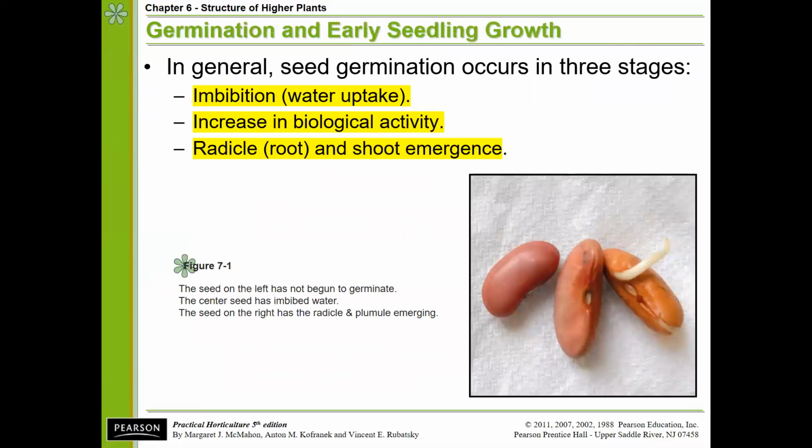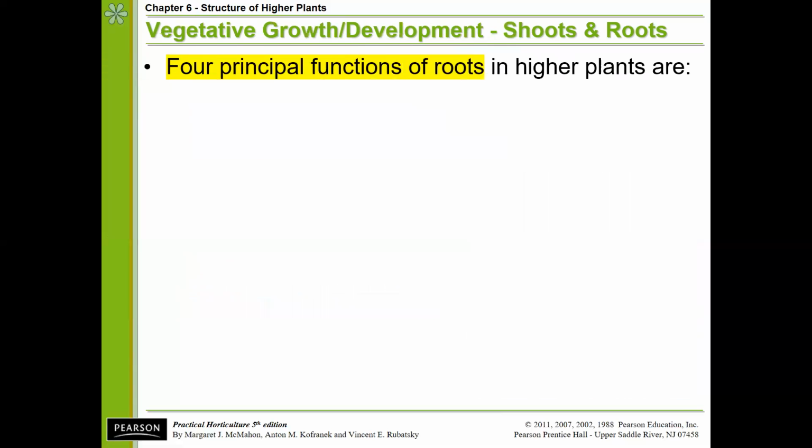Seed germination occurs in 3 major stages: water uptake or imbibition, and then an increase in the biological activity, which we're really seeing as the utilization of food from the endosperm and that transfer of that food to the developing plant, and then the radicle or the first root and then shoot emergence.